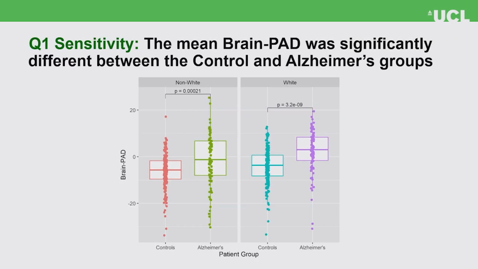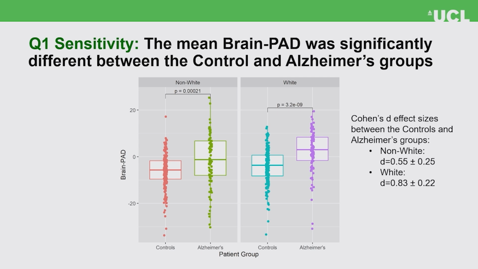So we found that the mean brain pad was significantly different between the control and Alzheimer's groups. So here we can see box plots with the left panel showing the non-white group and the right panel showing the white groups. In both cases, the Alzheimer's groups have a higher brain predicted age difference. This is as expected because of cortical thinning in the brain. Although there is a slight difference in the effect sizes, with the effect size of Alzheimer's disease on brain pad being slightly weaker in the non-white group, though still significantly greater than 0.